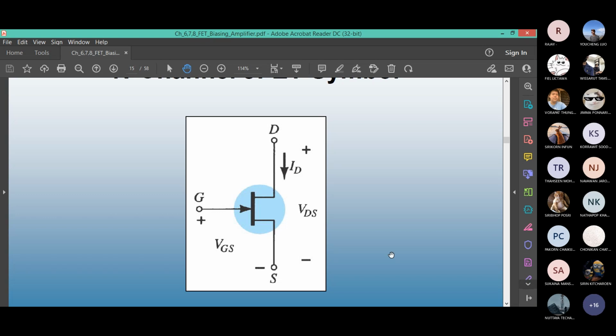What is the gate current IG for a JFET? Can someone remember and tell me what the gate current is? Yes, IG, the gate current, equals what for a JFET? Zero amps. 0 is the correct answer. And what is the reason that we assume IG to be 0?